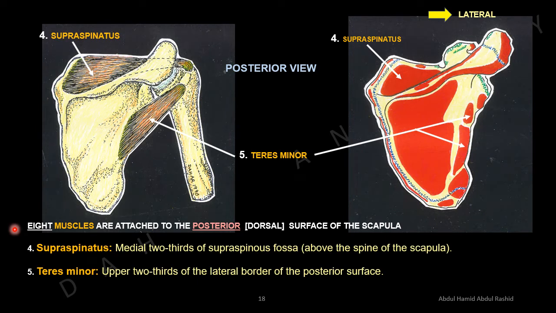8 muscles are attached to the posterior, that is dorsal, surface of the scapula. The first one is the supraspinatus muscle. This is the one, supraspinatus muscle, which is attached to the medial 2/3 of the supraspinous fossa above the spine of the scapula. Next is the teres minor muscle. This is the one which is attached to the upper 2/3 of the lateral border of the posterior surface of the scapula.